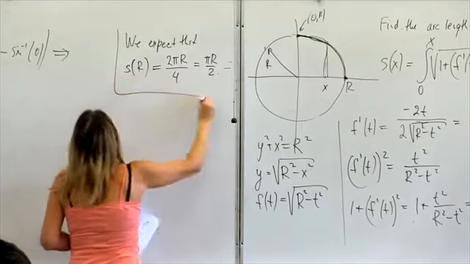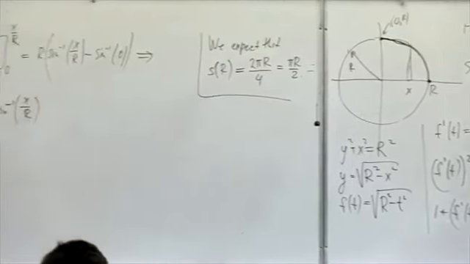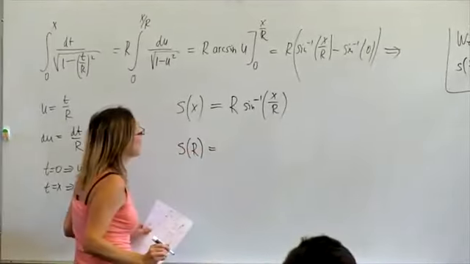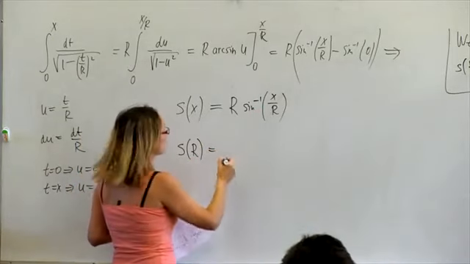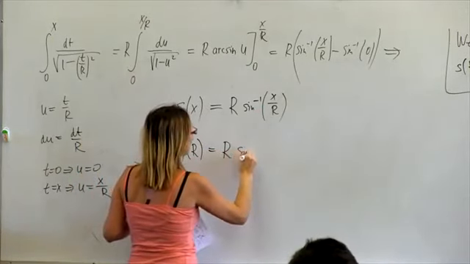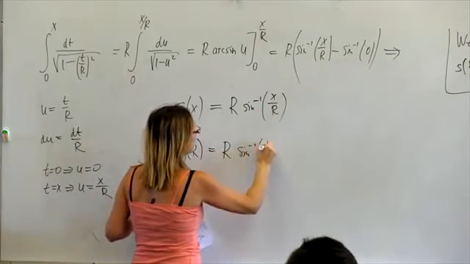Okay? So let's check it. S of r. Here we have to substitute r instead of x. So we have r sine minus 1 of r over r. So we have sine minus 1 of 1. What's that equal to? What's the arc sine of 1? What's the angle whose sine is equal to 1? Pi over 2. And, of course, this checks with what we expected, right? Any questions?